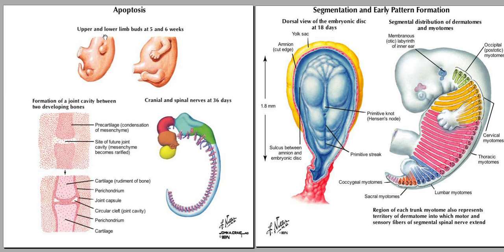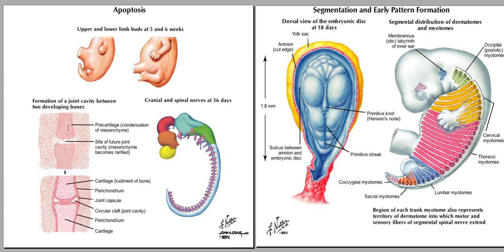These ones are very clear and very simple. So the upper limb and the lower limb buds appear at 5 to 6 weeks. With the cranial and spinal nerves, normally by 36 days, that's when you have them there. But the formation of a joint cavity between the developing bones here, it's almost osteology.